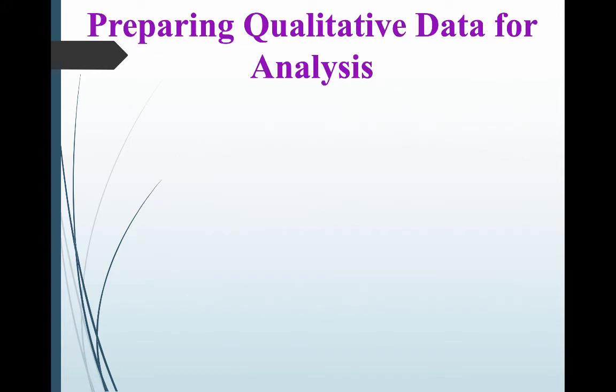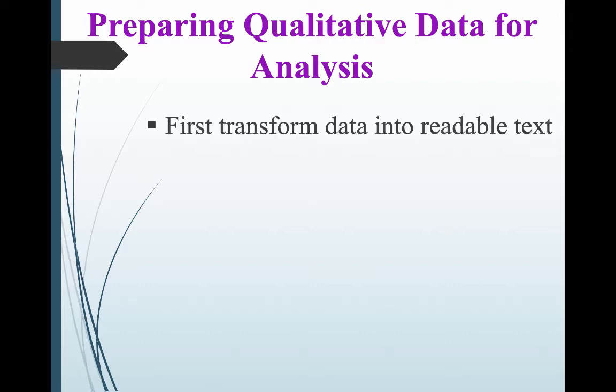Okay, so before you can do qualitative data analysis, you have to prepare the data. The first step is to transform the data into readable text. So typically we're talking about field notes that you have from your field jottings, which are an informal sketch of the things that you found most relevant.